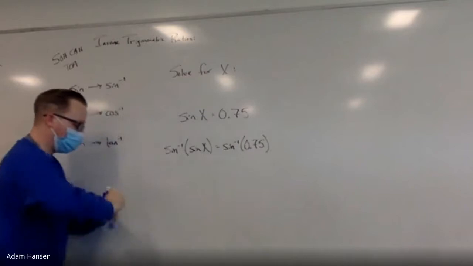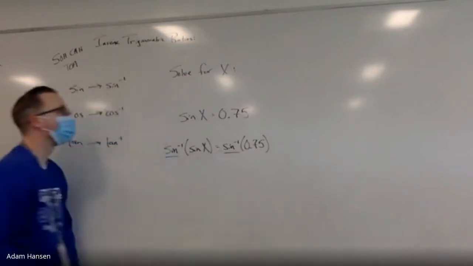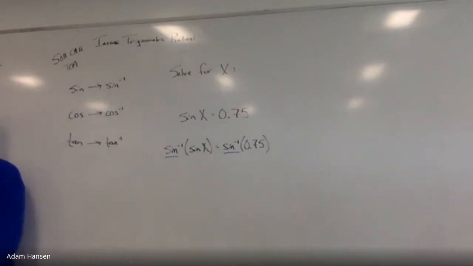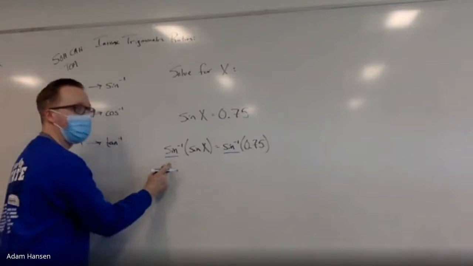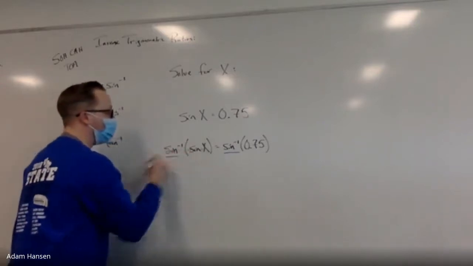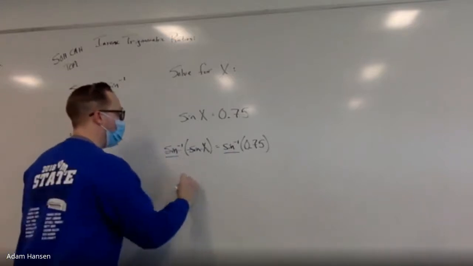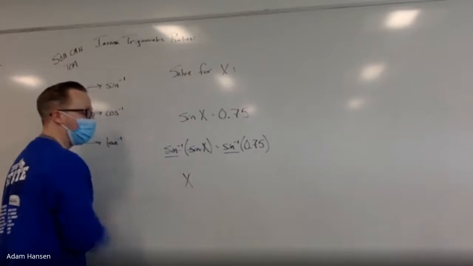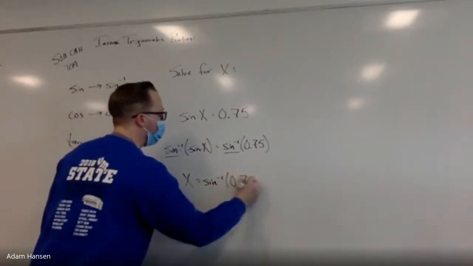Take the sine inverse of both sides. When I combine sine with sine inverse, it's like combining addition with subtraction or multiplication with division. It just cancels itself out. So my solution for x, the measure of angle x, is the sine inverse of 0.75.